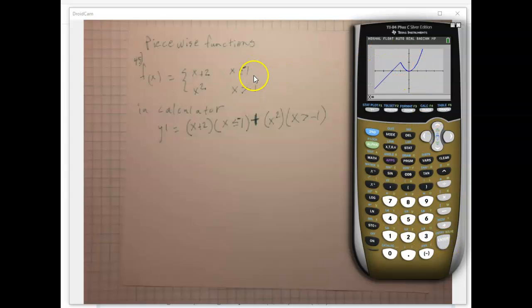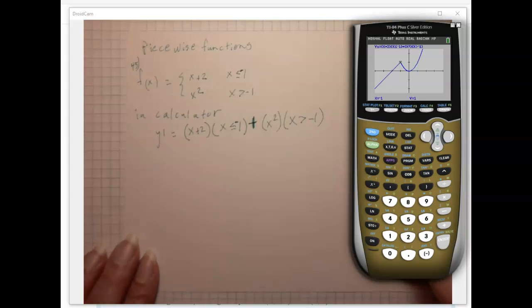For -1, it looks like they're both the same value. -1 plus 2 is going to give me 1, and -1 squared is going to give me 1. So if I put -1 in here, notice which piece it's on. This one is actually on the first piece of this function, the less than or equal to. So it's on the line that's going up, the x plus 2, positive slope. And the second piece comes right up against it. It's kind of like putting little Lego train cars together.